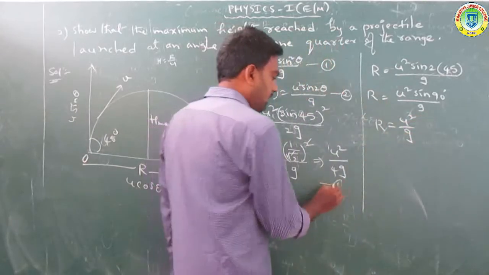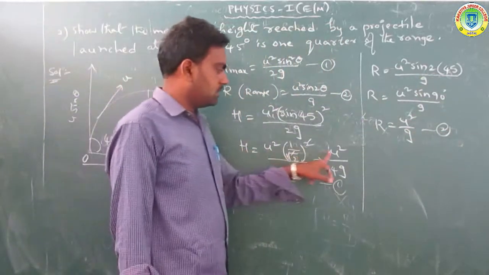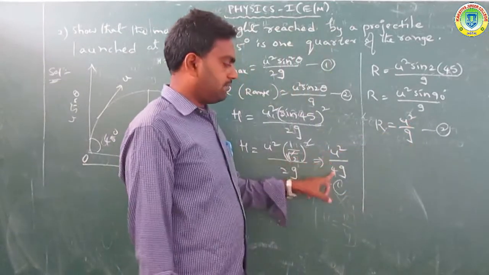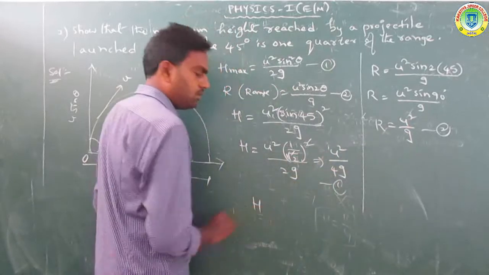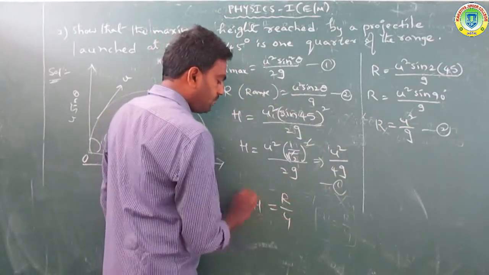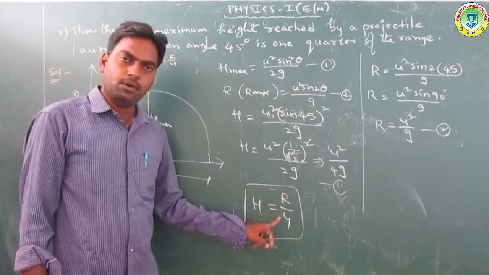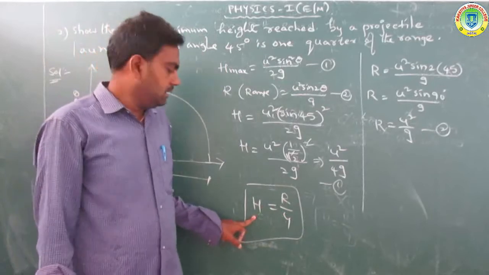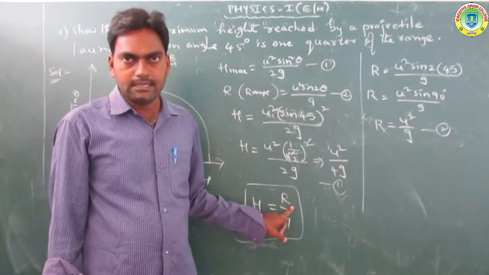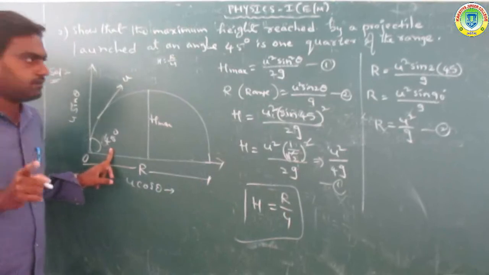This is equation 1 and this is equation 2. Comparing these two equations, H is equal to u square by 4g and R is equal to u square by g. So H is nothing but R by 4. This is called the second or another method. So H, the maximum height, is equal to a quarter of its range, with the condition that theta is equal to 45 degrees.